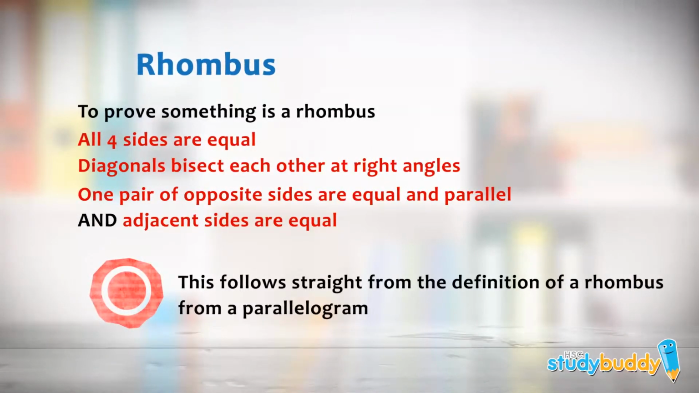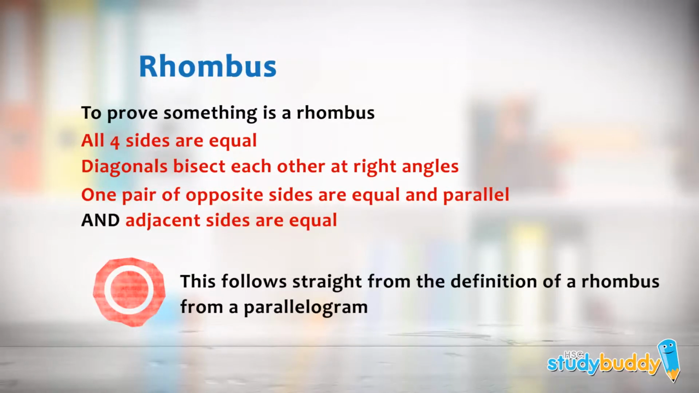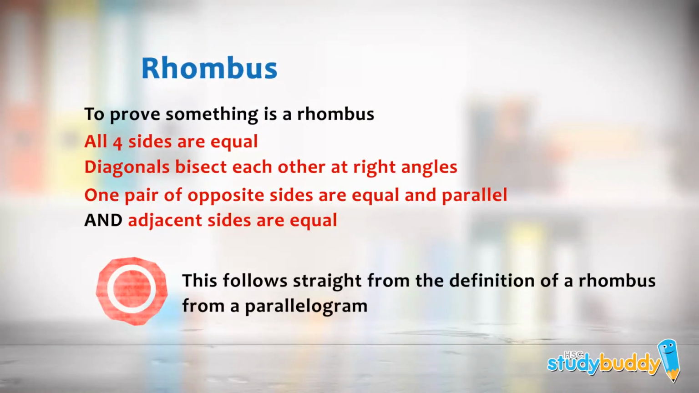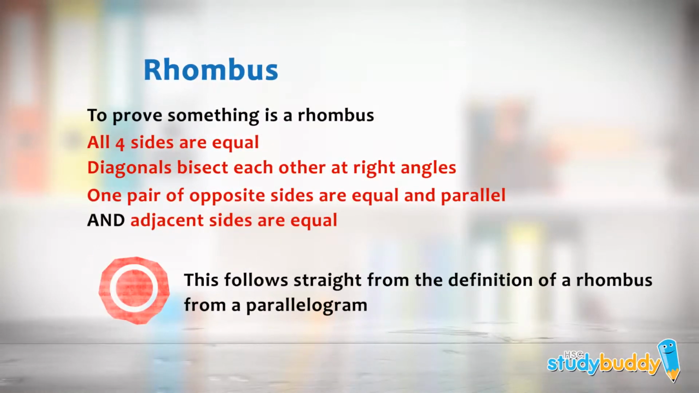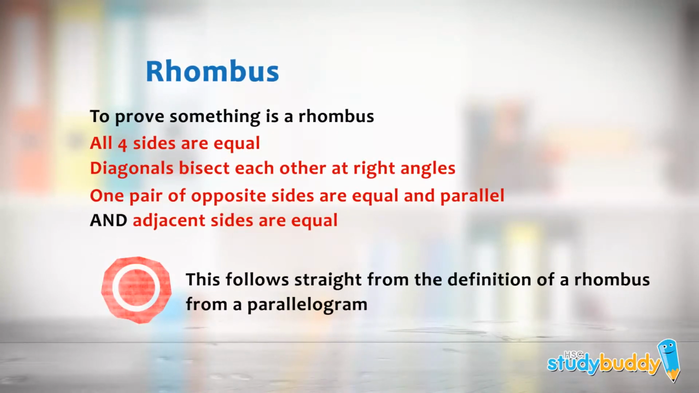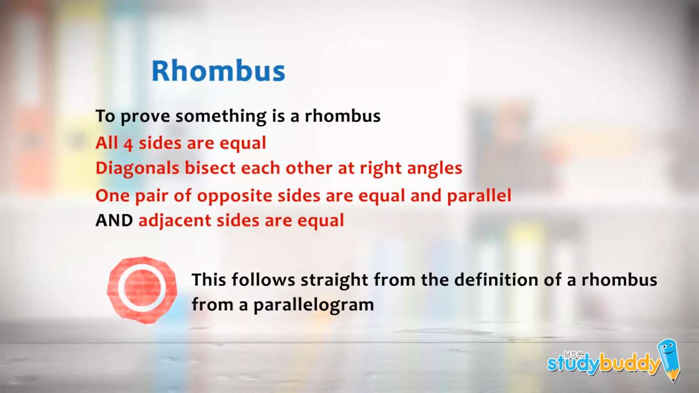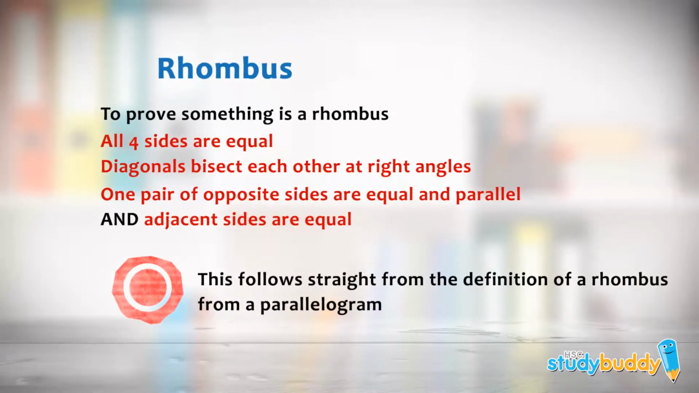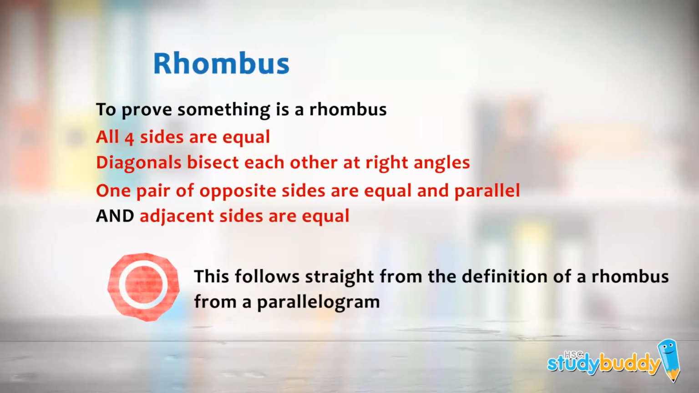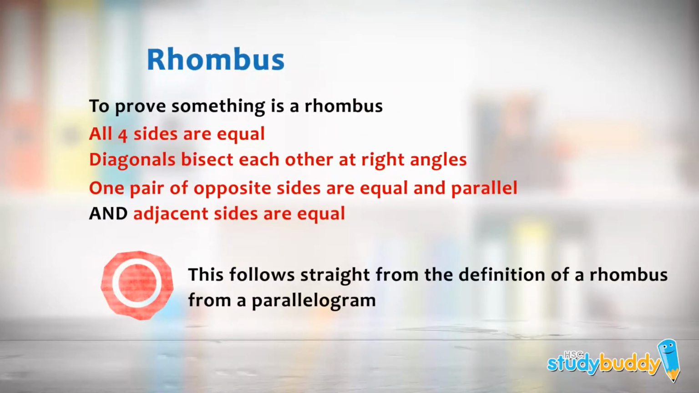So we can show that all four sides are equal, that the diagonals bisect at right angles, or that one pair of opposite sides are equal and parallel, and that adjacent sides are equal. So this third proof follows straight from the definition of a rhombus from the parallelogram. Helpful to keep in mind.